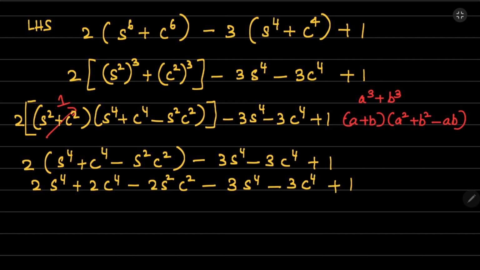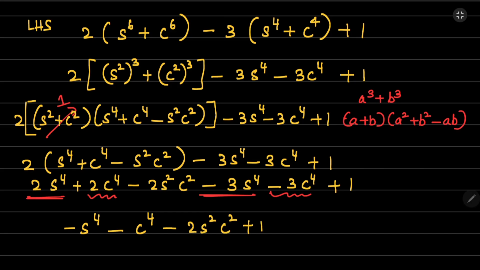Now it is all about combining the terms. What is 2 sine to the power 4 minus 3 sine to the power 4? It is minus 1, so it's minus sine to the power 4. Similarly, what is 2 cos to the power 4 minus 3 cos to the power 4? It is just minus cos to the power 4. What is left is minus 2 sine square cos square plus 1.